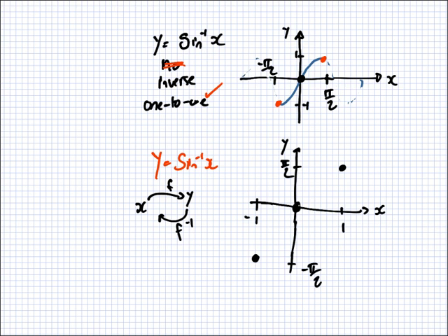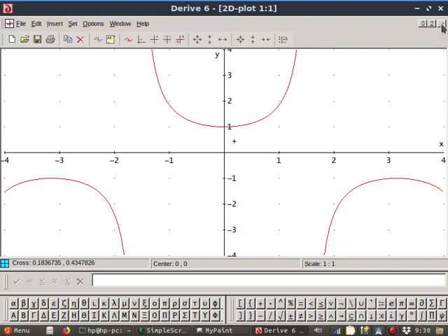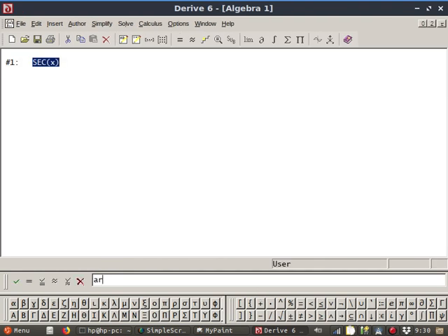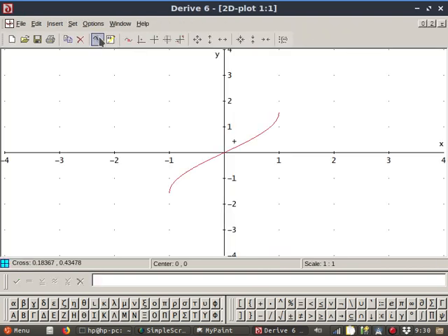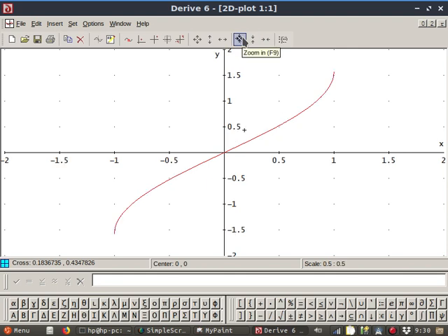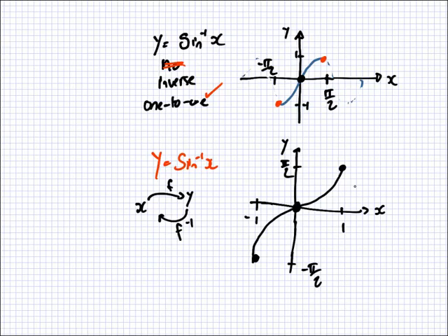So, like this. Let's try and draw that. The way you type arc sine on computers is a sine. Okay. Just zoom in. Zoom out. Yeah. Beautiful. Now I just want to give you a trick. It's a nice little trick, if I can remember it.